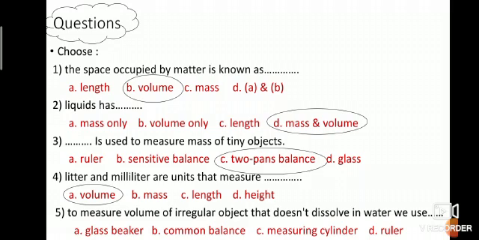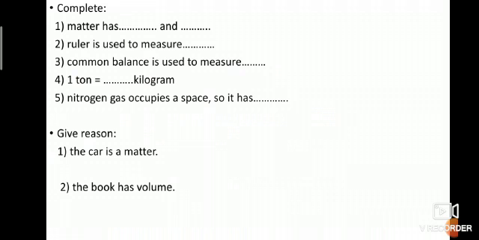The fifth question says to measure the volume of an irregular object that doesn't dissolve in water we use. The first answer says glass beaker, common balance, measuring cylinder or ruler. The right answer is measuring cylinder.